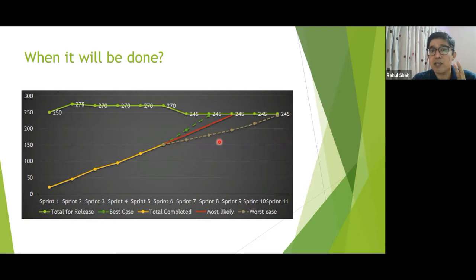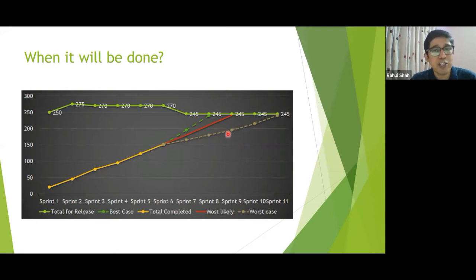If my goal is to release with the whole 245 story points, then at sprint 6, I will tell management that we will be able to release between sprint 8 and sprint 11, most likely sprint 9. Now, it is very difficult to tell management this. But then we can say, okay, we are very much confident. We are 80% confident that we will be able to achieve it by sprint 9.